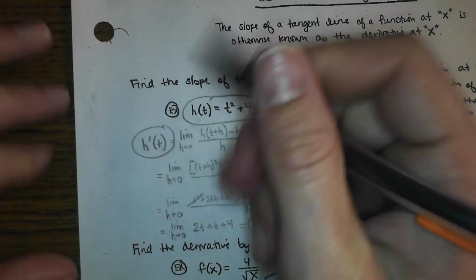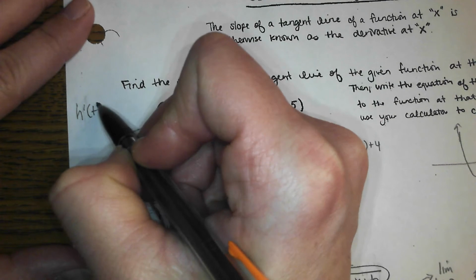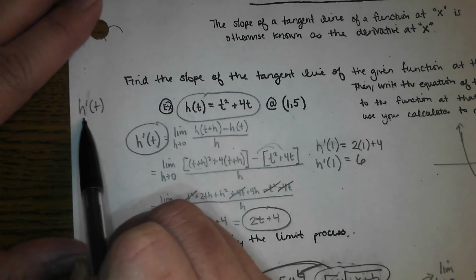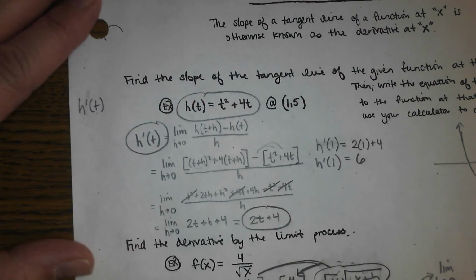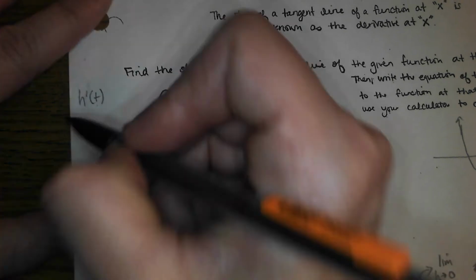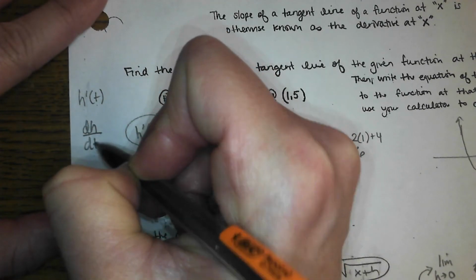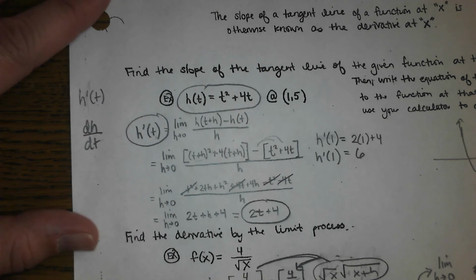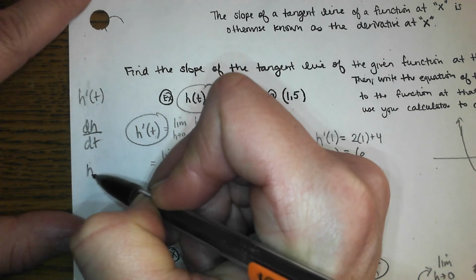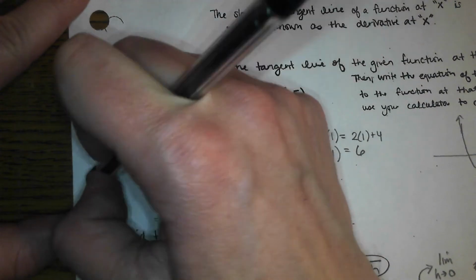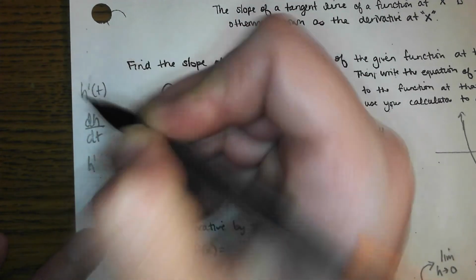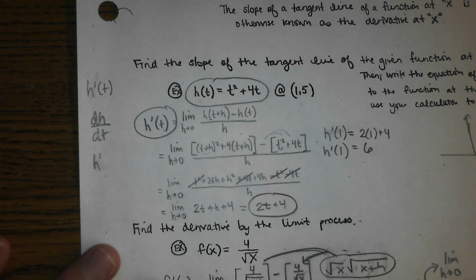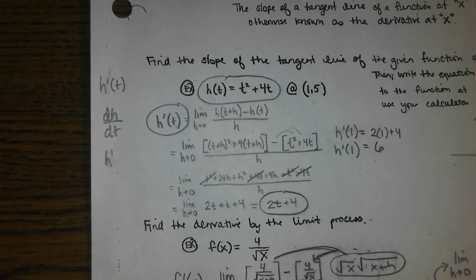Here's your different notations. You could have h prime of t. That's the derivative of the h function with respect to t. You would have dh dt. That's the derivative of the h function with respect to t as well. Do we follow that? You could just have h prime. But right now we're just finding the derivative of the function with respect to the only other variable that's in there.